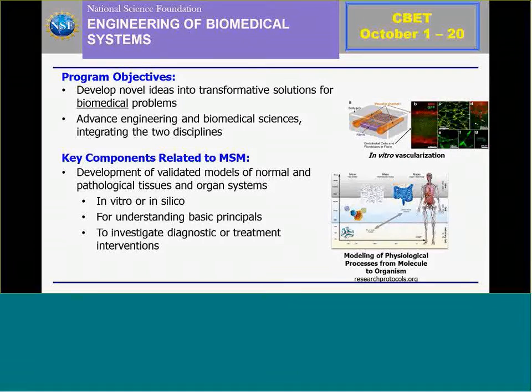The objectives of the program are to develop novel ideas into transformative solutions and advance both engineering and biomedical sciences. One of the key things that the EBMS program will support is development of validated models of both physiological and pathophysiological systems, tissues, and organs. And this can be in vitro or in silico. We do want to look for that validation, which we've been talking about the last 2 days. And they can either be for understanding basic principles or for more translational application.